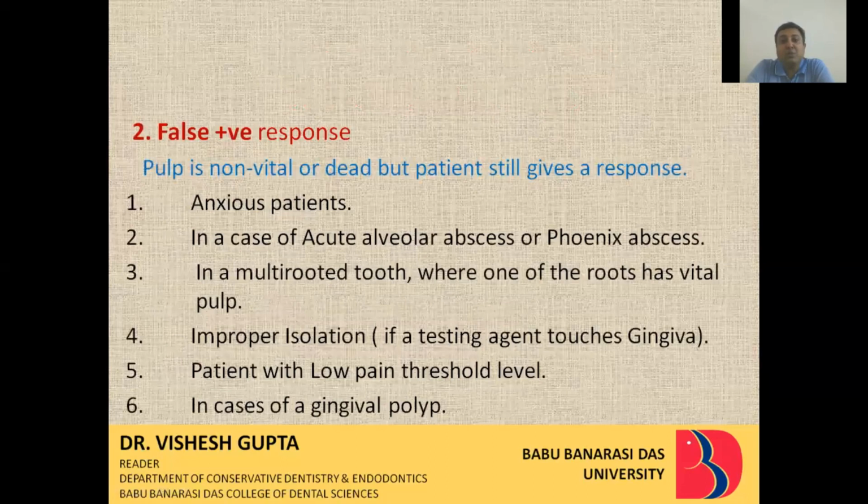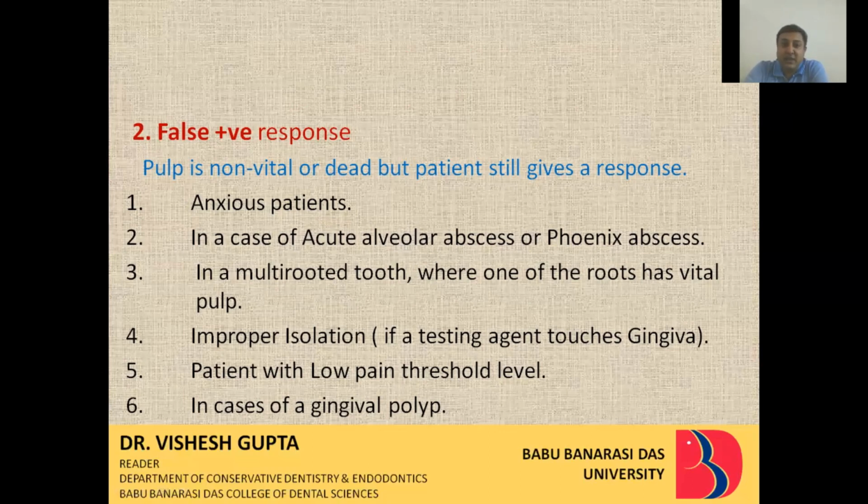Next, coming to false positive response. This is also a misleading response. In this, the pulp is non-vital, but the patient gives a response to the pulp vitality test. Now, what are the conditions in which we get false positive response? First of all, it is a case of anxious patients. If a patient is very anxious, he will obviously raise his hand before we conduct any test because of his anxiousness level. Next is the case of acute alveolar abscess or phoenix abscess. In this also we will get a positive response.